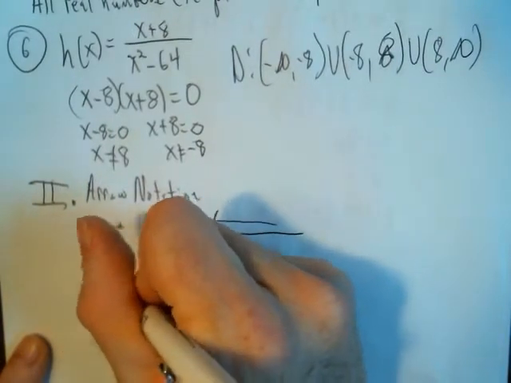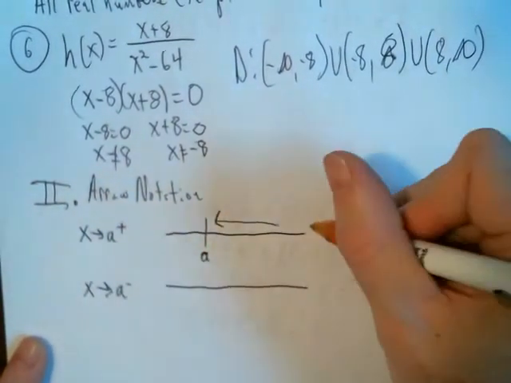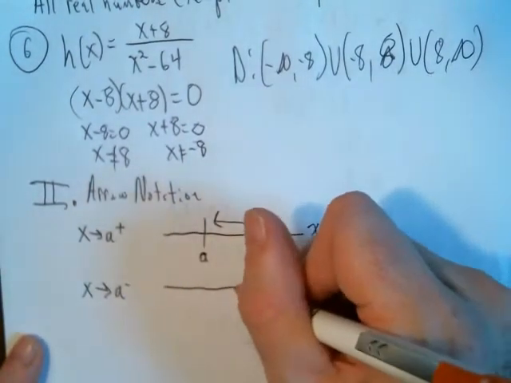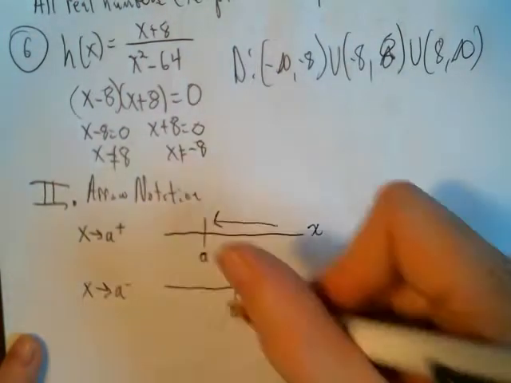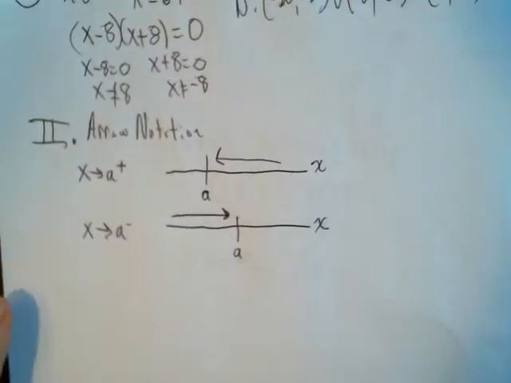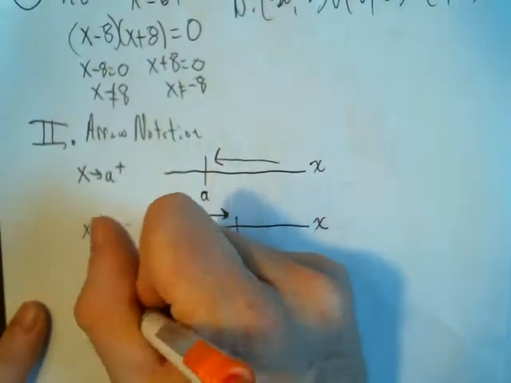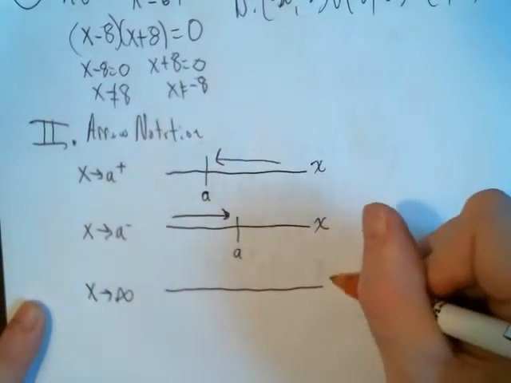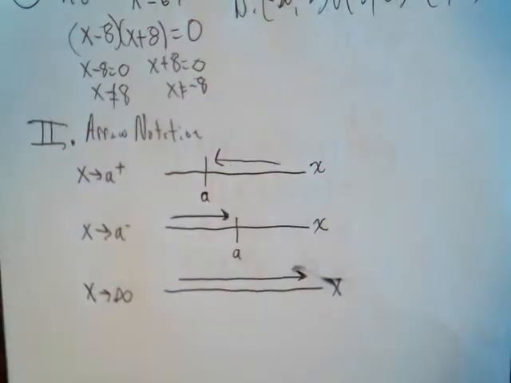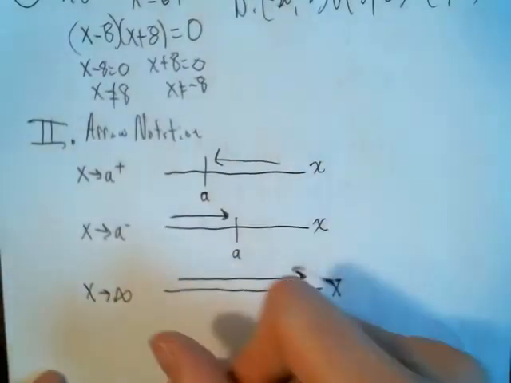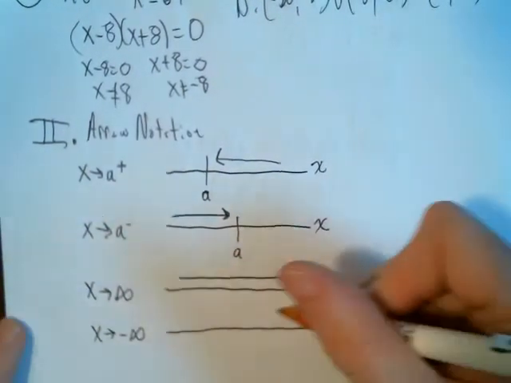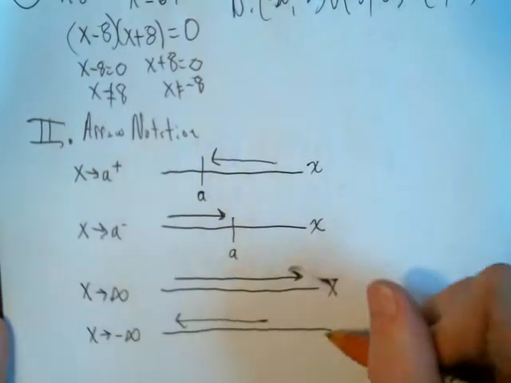Approaching a from the left. So again, I guess we should think of this as the x-axis. We have the x-axis, and we have some value a on the x-axis, and we're considering this approach. X going to infinity. Okay, so again, we have the x-axis here. And what we mean by this is we're just looking at what happens as we go farther and farther out on the x-axis. And then likewise, as you go to negative infinity, you're thinking about going forever and ever in the other direction on the x-axis.